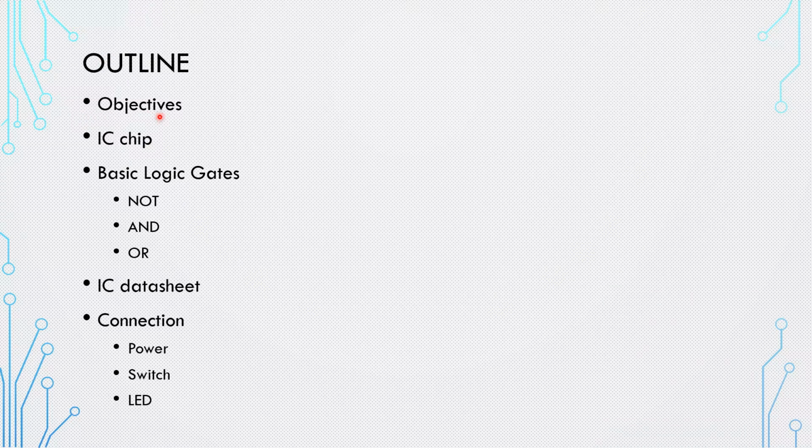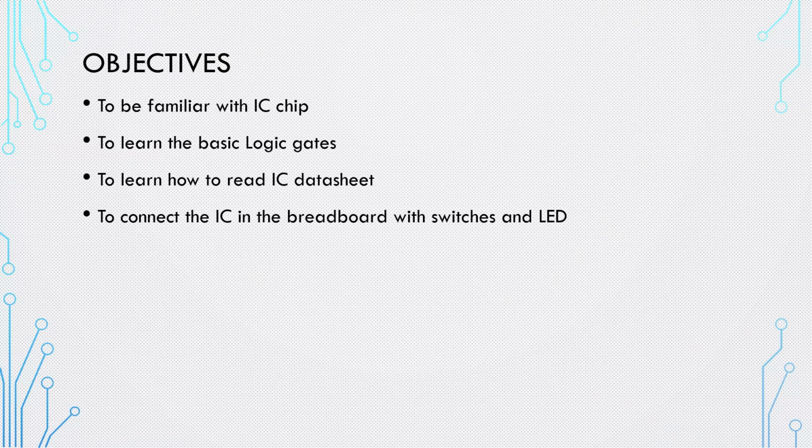First, we're going to state the objective, what we learn after finishing this experiment. Then we'll talk a little bit about the IC chip, and then we're going to introduce the basic logic gates that are commonly used to build a digital circuit. After that, we're going to show you the data sheet for an IC, what we mean by that and how to read it. And after that, we're going to see how to connect the logic gate and IC in the breadboard.